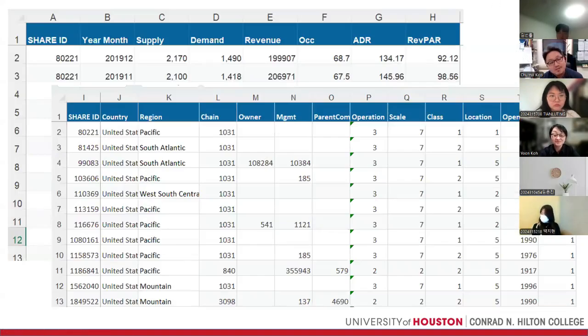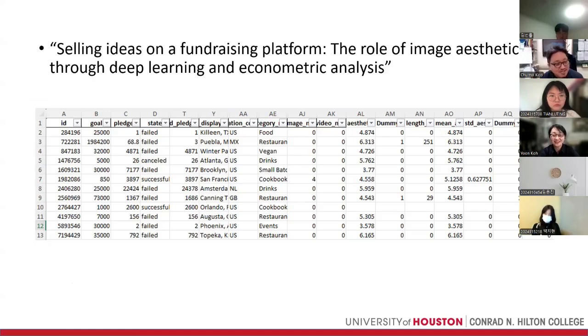The title is very interesting: selling ideas on fundraising platforms. That means a company places a fundraising order for collecting money, and they highlight something aesthetic, the image, for getting attention from the funders. Yes, that's basically the idea, saying how appealing the image is, and how important that is. And yes, I used the Kickstarter data for that.